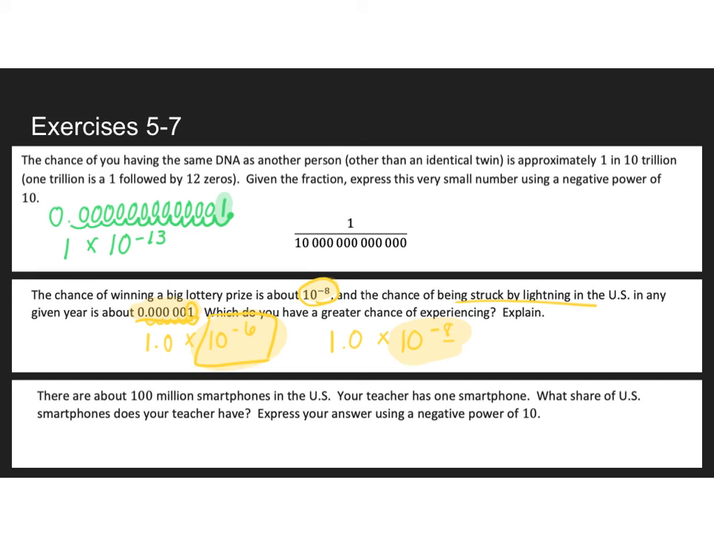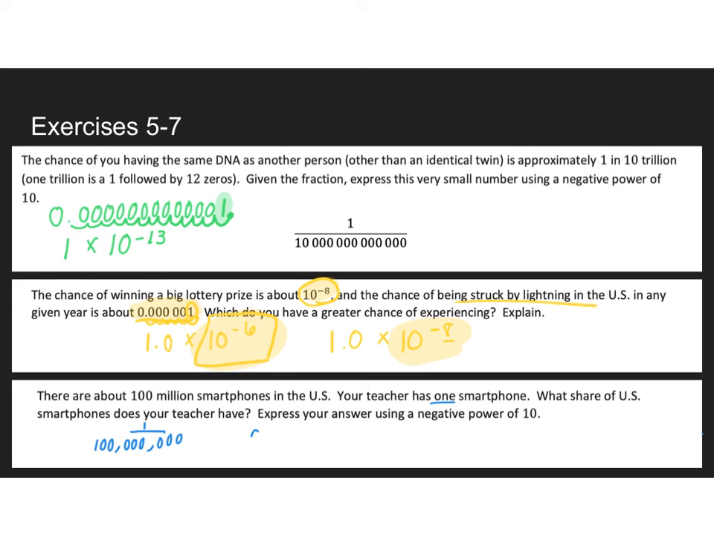It says there are about 100 million smartphones in the US. Your teacher has one smartphone. What share of US smartphones does your teacher have? Well, your teacher has 1 out of 100 million. So let's write 100 million as a number. 100 million. Okay? And now we want to turn that fraction into a decimal.